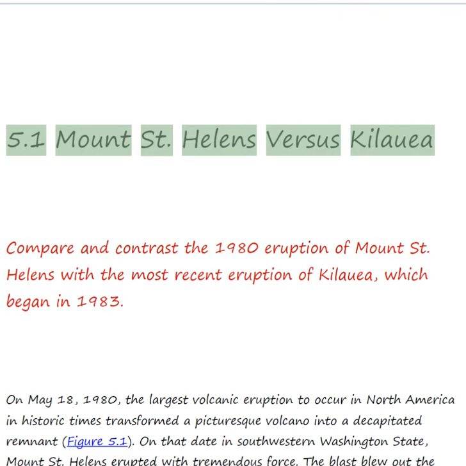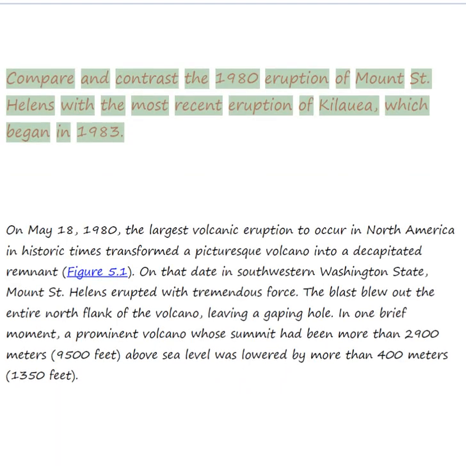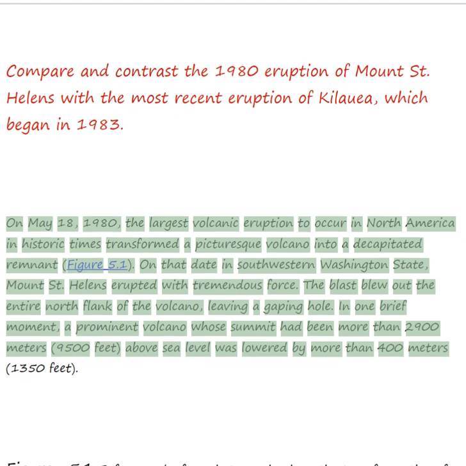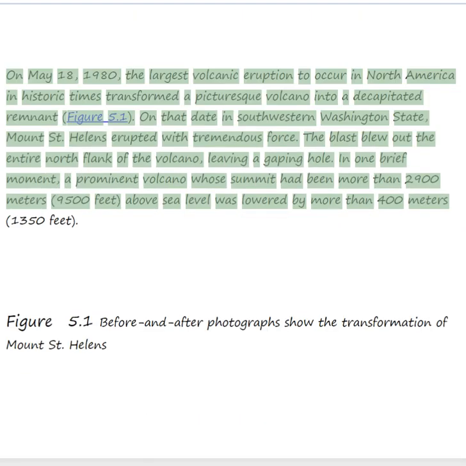5.1 Mount St. Helens versus Kilauea. Compare and contrast the 1980 eruption of Mount St. Helens with the most recent eruption of Kilauea, which began in 1983. On May 18, 1980, the largest volcanic eruption to occur in North America in historic times transformed a picturesque volcano into a decapitated remnant. On that date in southwestern Washington state, Mount St. Helens erupted with tremendous force.